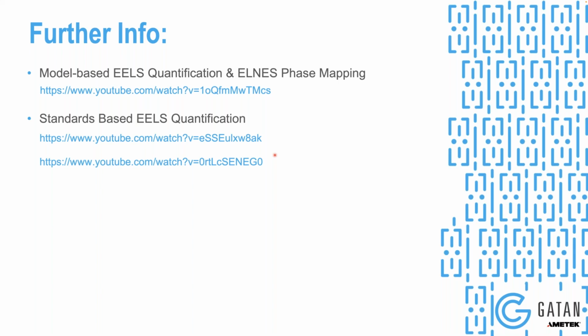Okay, perfect. Yeah, and then you just put the maps together because they're pixel by pixel registered, the low loss and the high loss. Exactly.